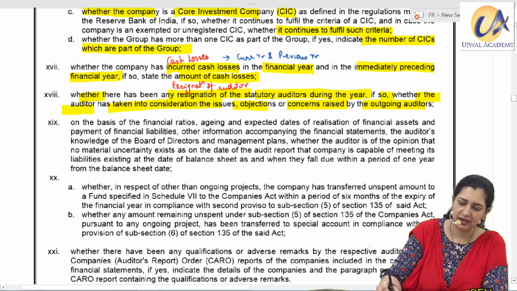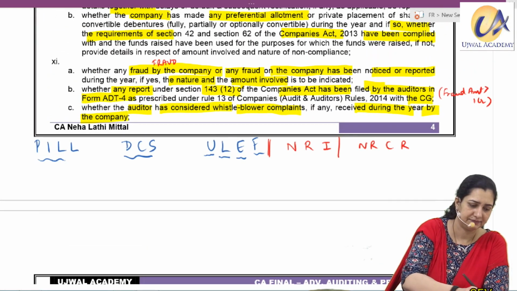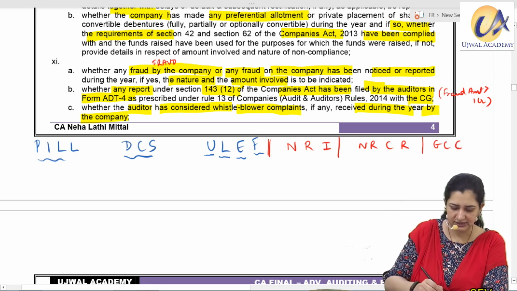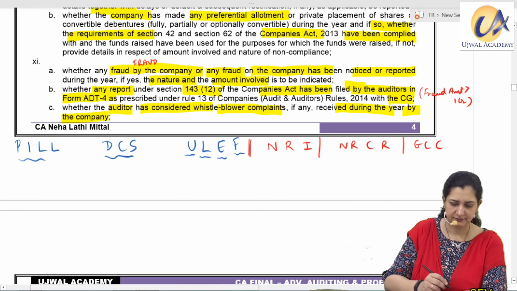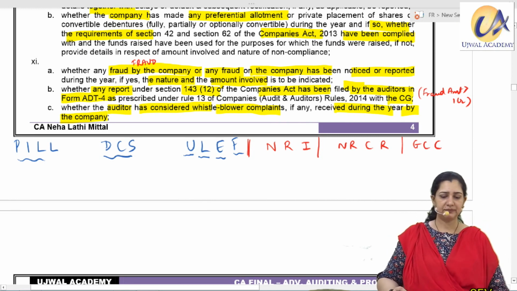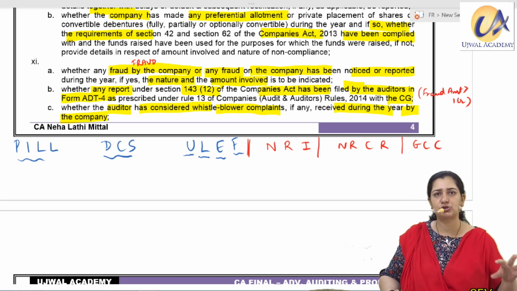Okay, and the last 3 points now we call it GCC. GCC. So what are these points? We will see one by one. But before seeing these points, let us quickly revise all the points we have seen so far.